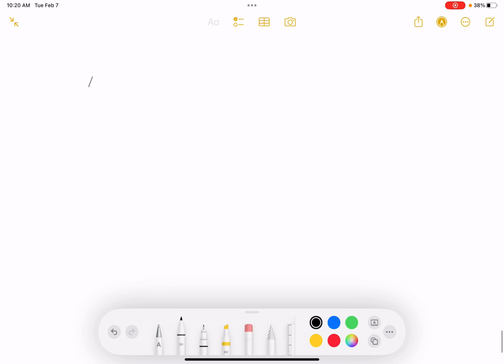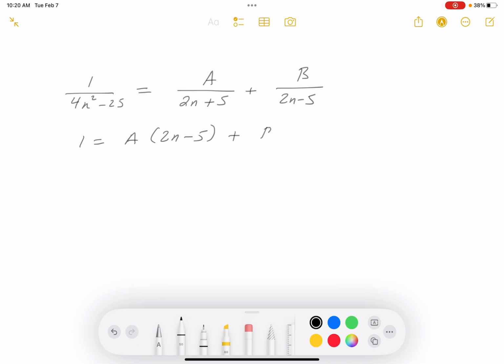So I got my notes out. I'm looking at it like I'm a student in class. I'm going to write this down. They take their suggestion, and the suggestion is partial fractions. It looks relatively simple. This is going to be a over 2n plus 5, and then plus b over 2n minus 5. I can multiply both sides by the LCD. You get 1 equals a times 2n minus 5 plus b times 2n plus 5.